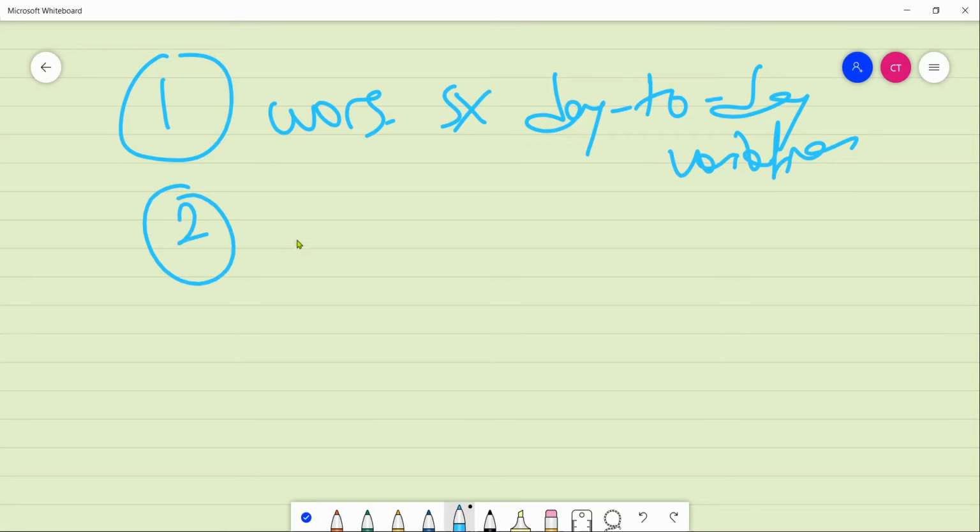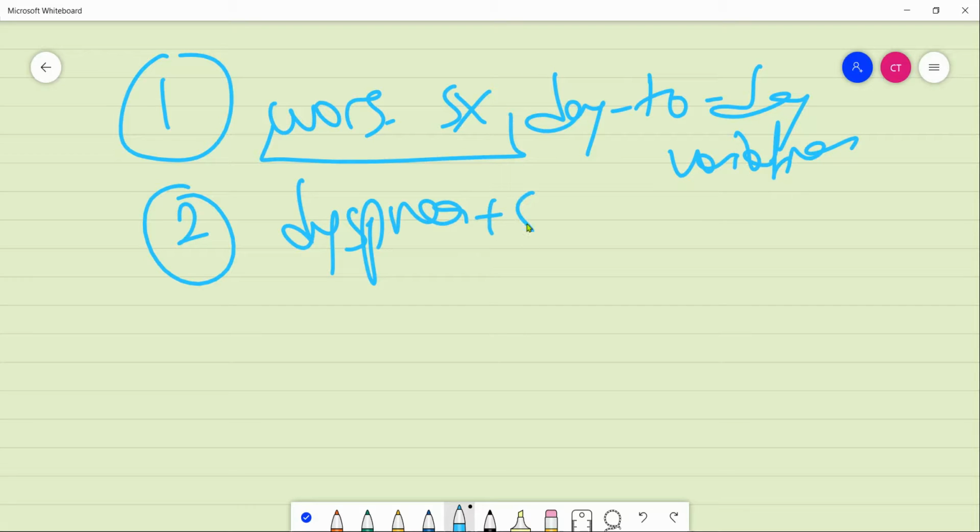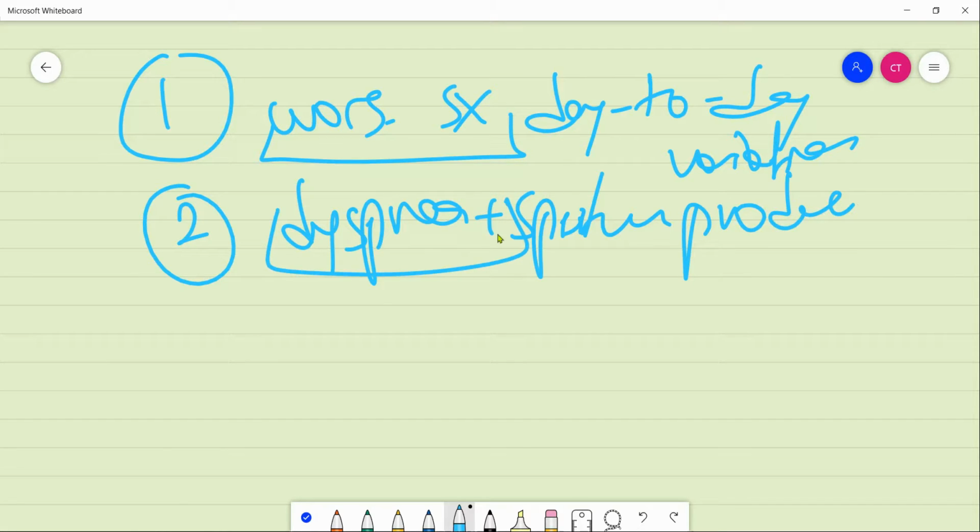The second one is about the dyspnea. So the first is worsening symptoms in general, and the second one is dyspnea plus a change in sputum production. So dyspnea increases and sputum production increases. Sometimes the definitions include sputum characteristic or sputum quality change. For example, now it is thicker mucus or a color change, but in general, more sputum production and more dyspnea.